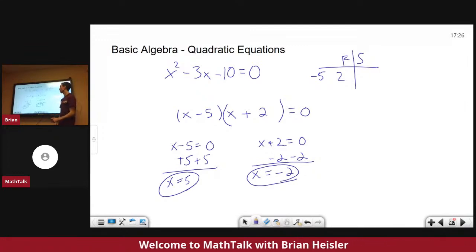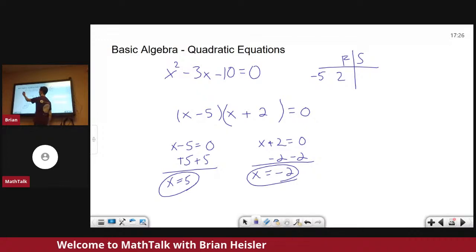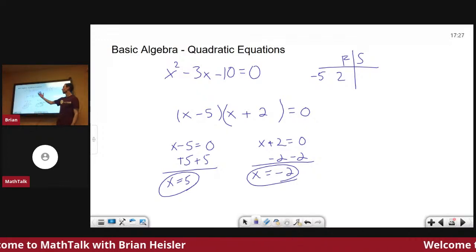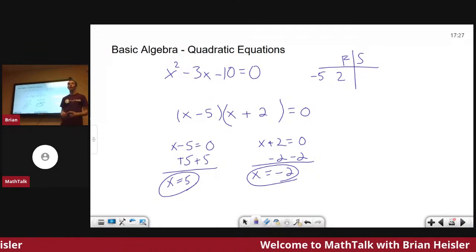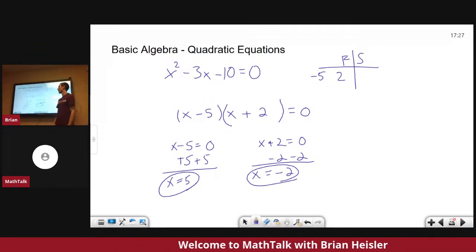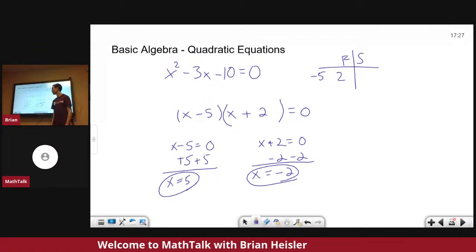The factor sum method works when your leading coefficient is 1, which basically means you have x squared. So if you get to that, you don't want to use the quadratic formula. I encourage this method. I found it to be very useful for me.